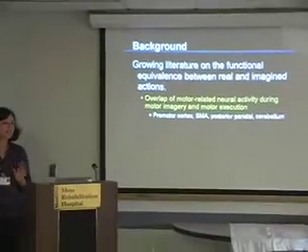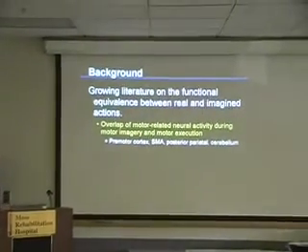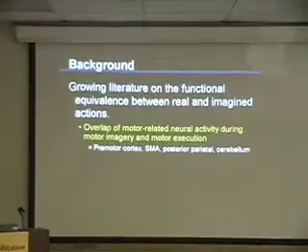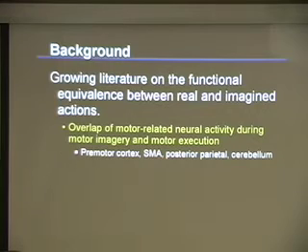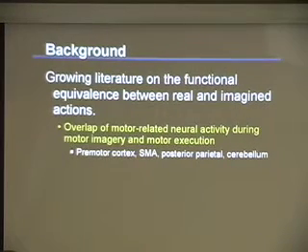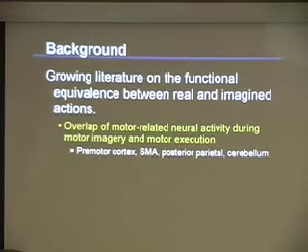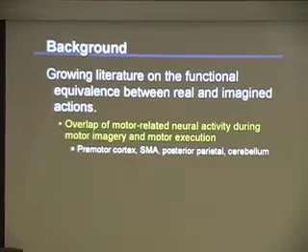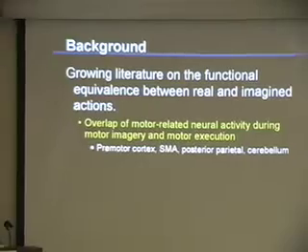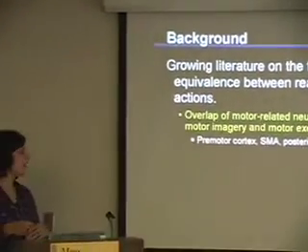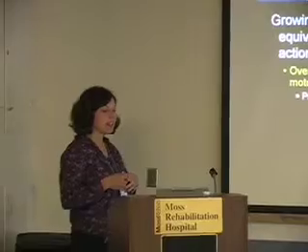Just to give you a little background on this, there is a growing literature on the functional equivalence between real and imagined actions. Looking at a number of neuroimaging studies, there seems to be quite a bit of overlap in the neural activity found in motor imagery tasks and motor execution tasks. This falls in motor regions of the cortex as well as in the cerebellum: the premotor cortex, supplementary motor area, and regions of the posterior parietal cortex, which are regions that I'll talk about more.